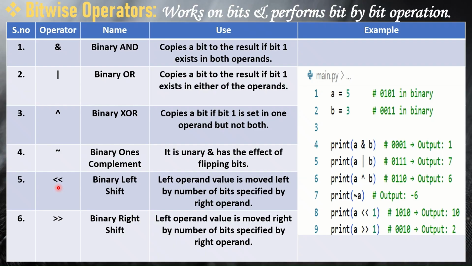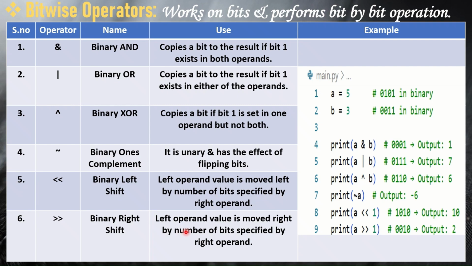And we have one category that includes these two, binary left shift and binary right shift. In the case of binary left shift, the left operand value is moved to the left by the number of bits specified by the right operand.